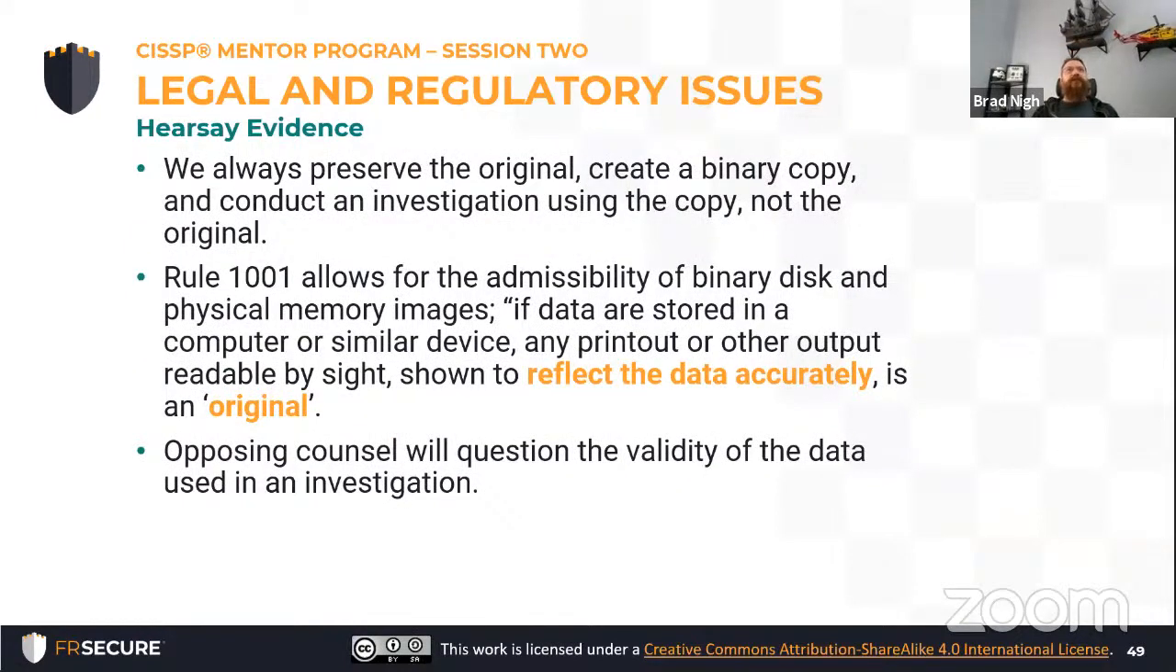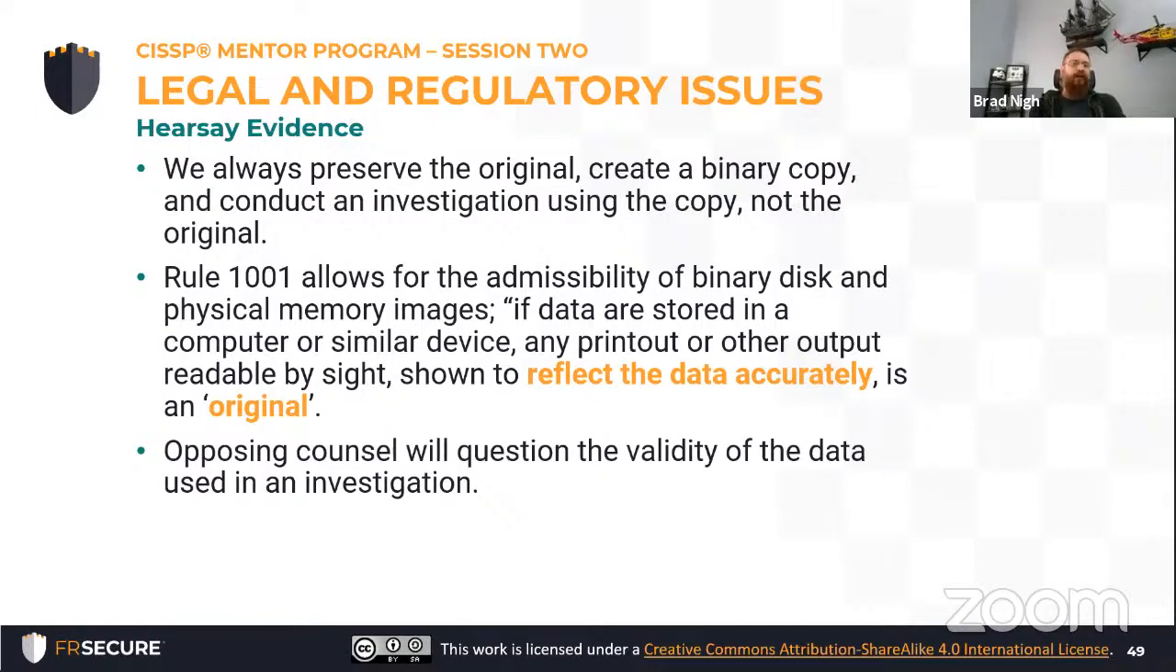All right. So, always preserve the original, create a binary copy, investigate the copy. You just don't want to use the original and potentially corrupt it. So Rule 1001, again, you'll need to know this, admissibility of binary disk and physical memory images. If the data is stored on a computer or similar, a printout, whatever, if it's shown to reflect the data accurately, it is an original. So this is where you would get a hash of the drive or the data that you're going to be copying, and then a hash of the copy. And that's how you're going to prove that it's the same, that you investigated the same.